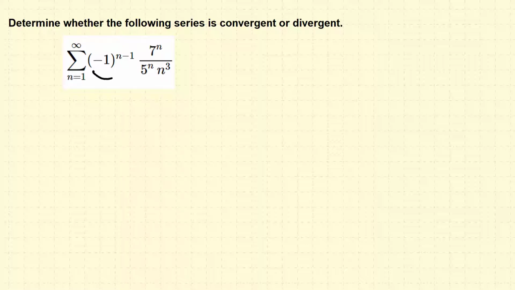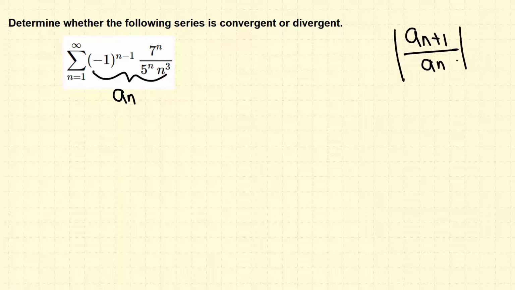So the whole thing here is an, and in the ratio test we take an plus 1 divided by an, take the absolute value, which makes everything positive, and we find the limit, and that should come out to be a number. If this is bigger than 1, that means this series diverges. If this is less than 1, it converges. If this is 1, then this test fails. We need to use another test.